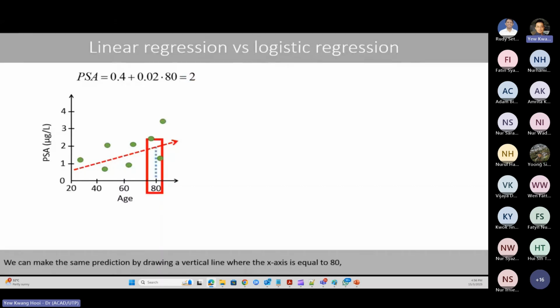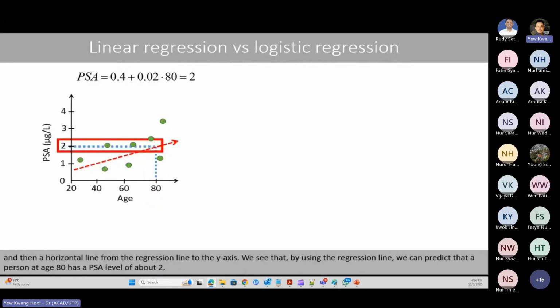We can make the same prediction by drawing a vertical line where the x-axis is equal to 80, and then a horizontal line from the regression line to the y-axis. We see that by using the regression line, we can predict that a person at age 80 has a PSA level of about 2.